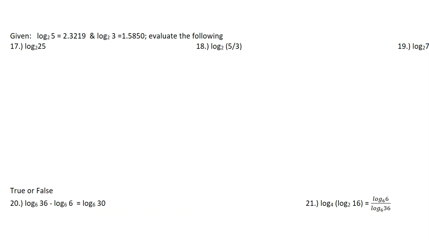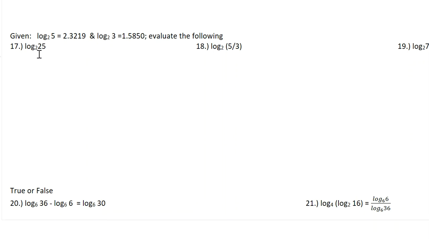So log base 2 of 5 equals 2.3219. And if you think about what that means, it really means 2 to the approximately 2.3219 equals 5. So it gives you these approximations. So they would use these approximations and the properties of logarithms to solve different numbers.